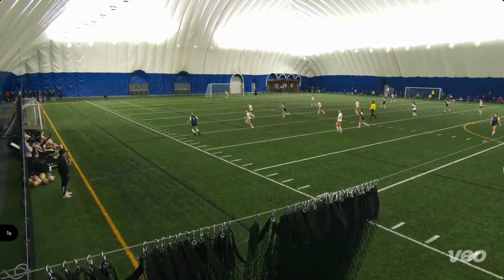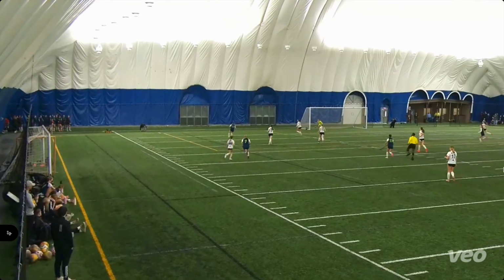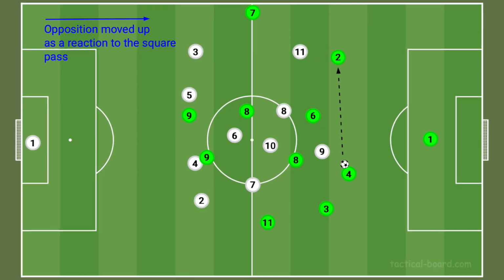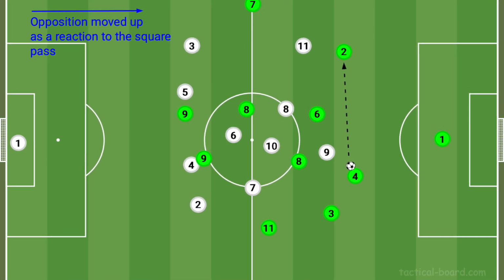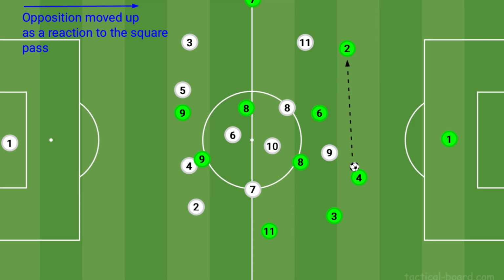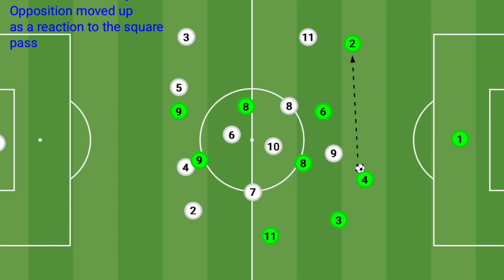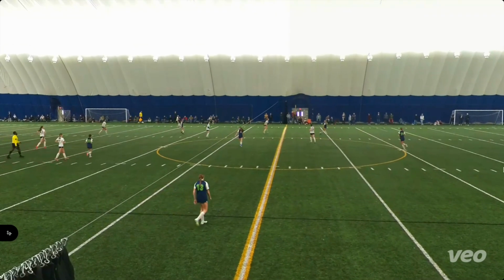You can see an inside out run here by Olivia, and now Olivia is entering into the attacking third with space. Just to reiterate that message one more time, the purpose of a square pass is to try to pull opposition players up the field or to a certain side of the field so that we're creating space elsewhere on the field.